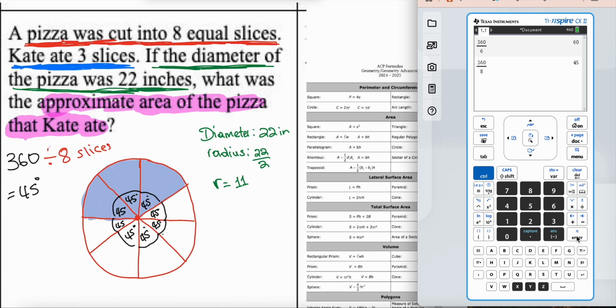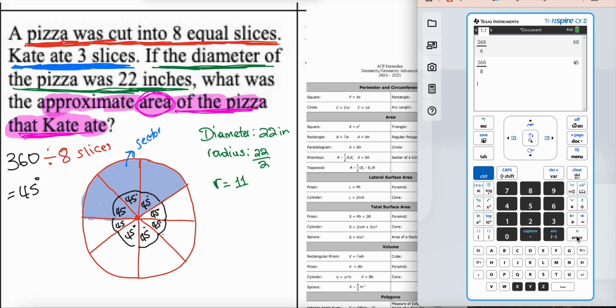Okay. All right. So now the question is asking, what is the approximate area? So our important word right here is the area. But what do we want the area of? We want the area of the pizza that Kate ate. Now you should already know from the previous class that this represents a sector. So we're not going to say area of the pizza. We're going to say area of a sector. So this shaded region represents a sector.